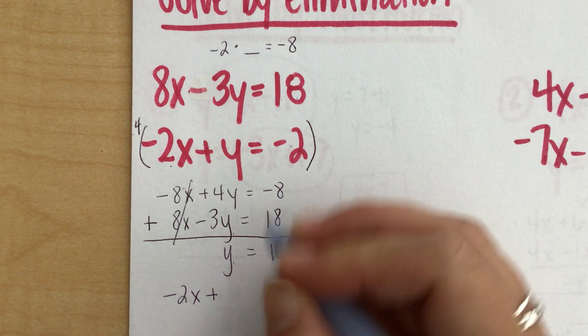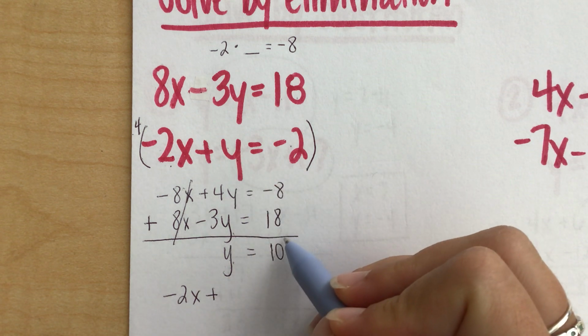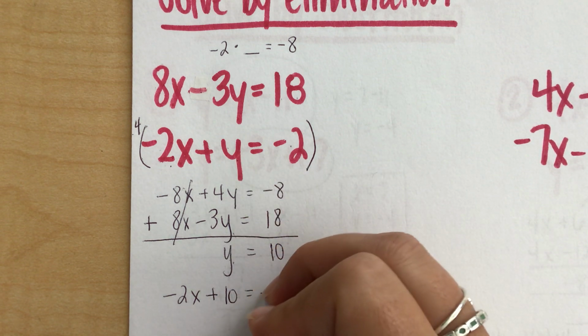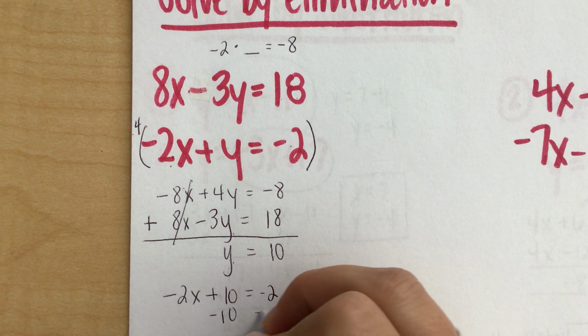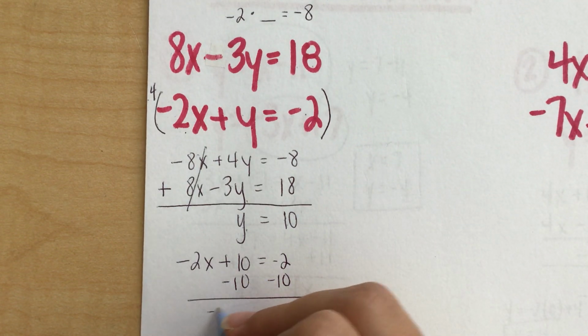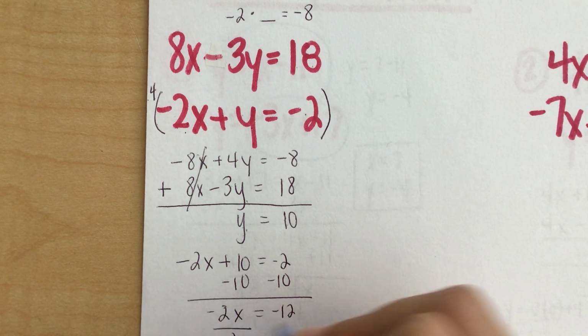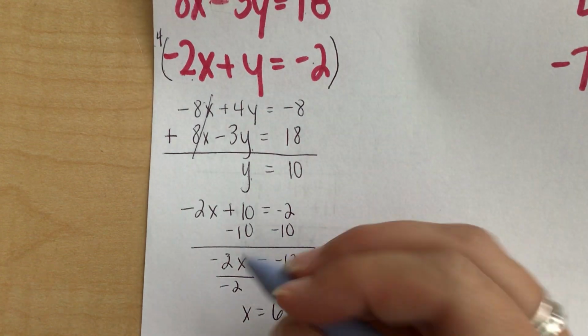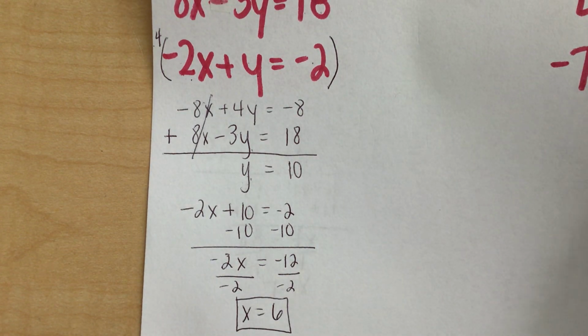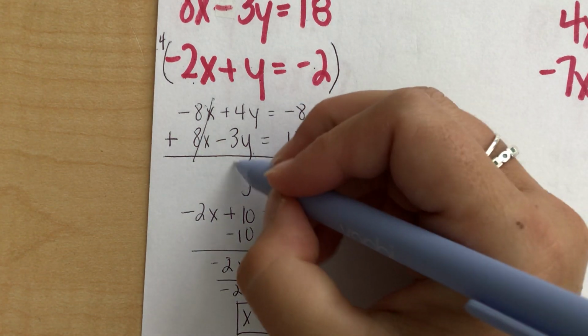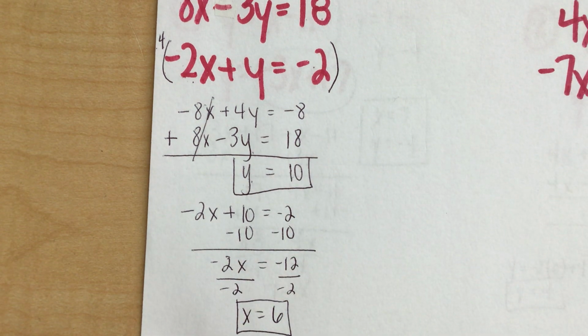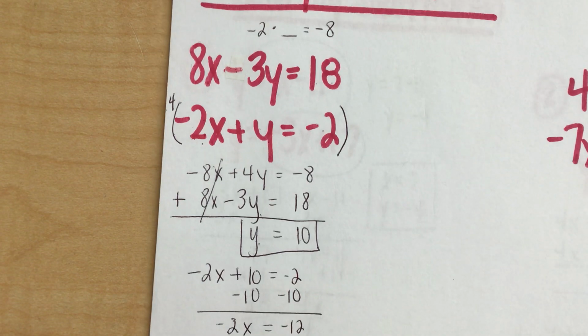So negative 2x, instead of y, I'm going to write down what y equals, and that's 10. And then I'm just going to go through and solve this equation. Be careful with your signs. Make sure you're paying attention to signs. Make sure that you're double checking when you divide and stuff like that. So here are my two answers, x equals 6 and y equals 10.